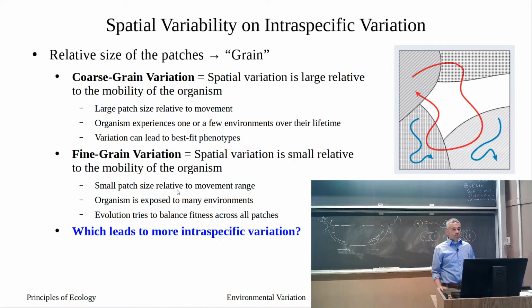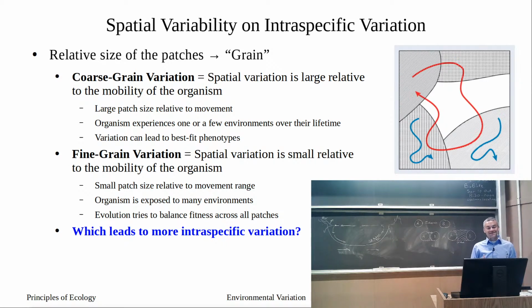So which one leads to more intraspecific variation? Those organisms that see their environment as coarse grain variation, or those that see it as fine grain? What do you think? Which one's going to have more intraspecific variation? Of those here, who votes for coarse grain variation? Who votes for fine scale variation? All right. Who is undecided and votes third party?